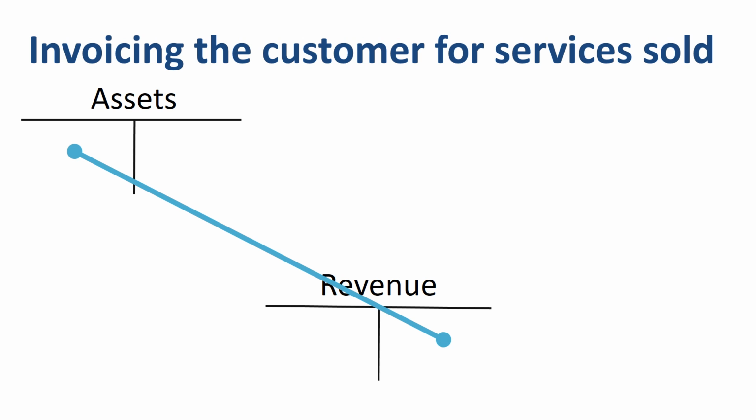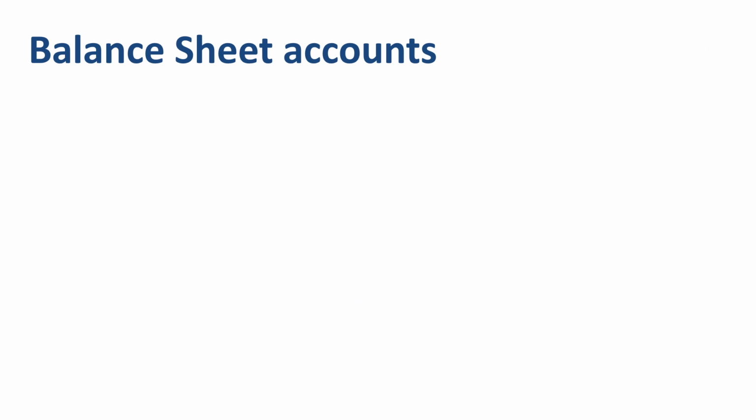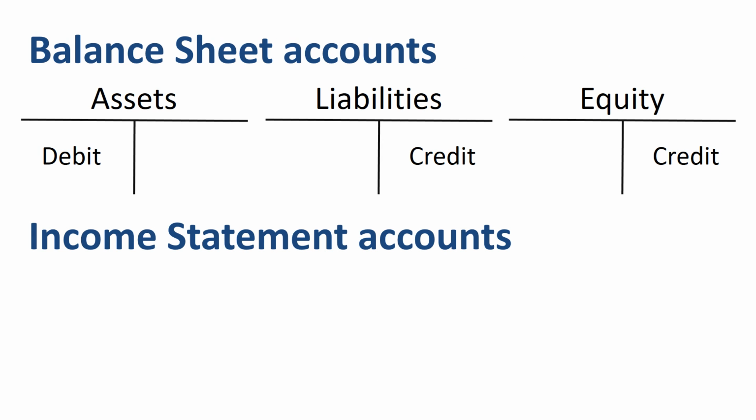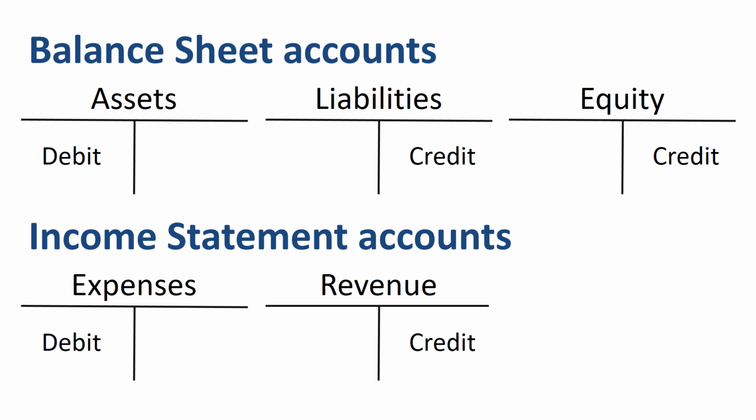the journal entry, in an asset account called accounts receivable, and the revenue in the income statement increases, the credit of the journal entry. Balance sheet accounts: assets, debit balance; liabilities and equity, credit balance. Income statement accounts: expenses, debit balance; revenue, credit balance.